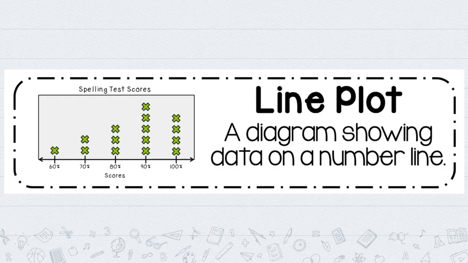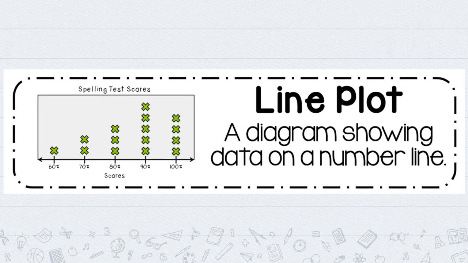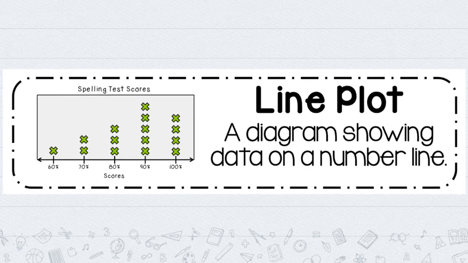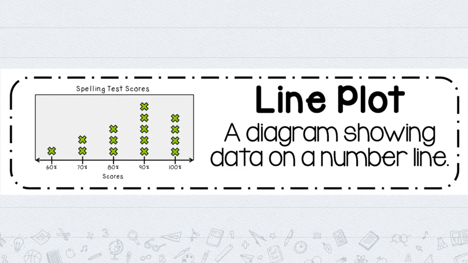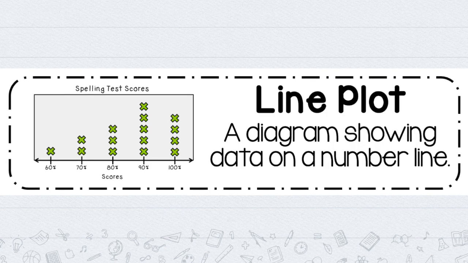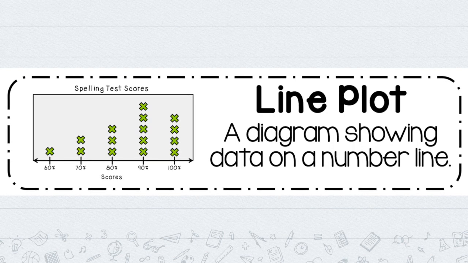We are going to review 3 different types of graphs. The first one is a line plot. So take a look on the graph right there on the left side of your screen. This is a line plot. A line plot is a graph on a number line. The X above each of the numbers show how many pieces of data apply to that number in the graph.